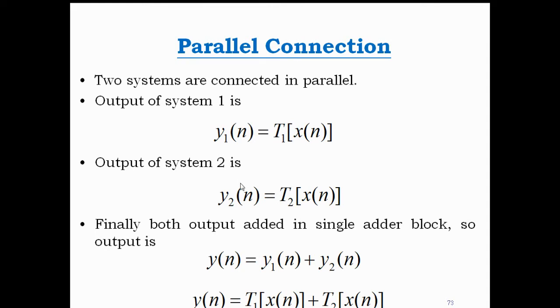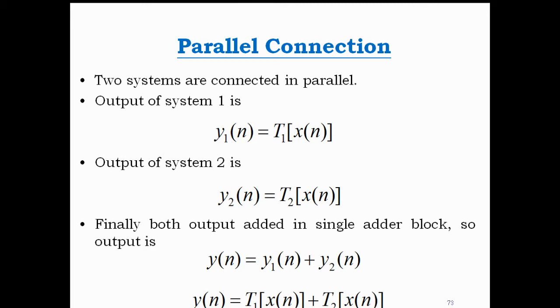So y1 and y2 are the two different outputs of different systems, and those are connected in parallel, and that is why both are added as the final output y of n. So y of n is nothing but the addition of the two independent systems' outputs. So y of n equals y1 of n plus y2 of n, where y1 is the output of the first system and y2 is the output of the second system.